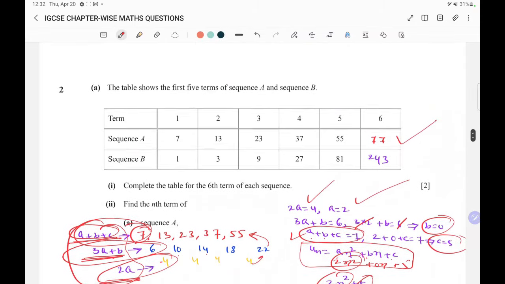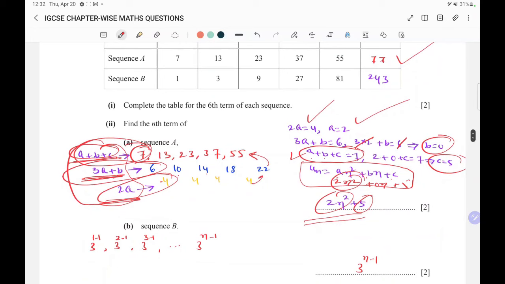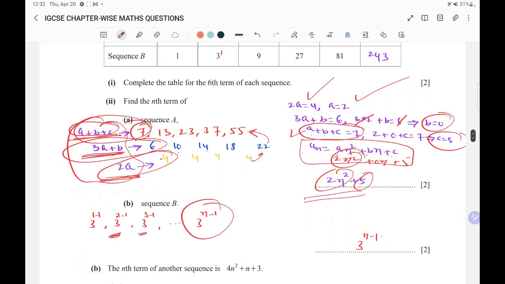Now we need to find the nth term of sequence B. You can consider 3 to the power 1 minus 1, that is 3 to the power 0, that's 1. This one you can consider 3 to the power 2 minus 1, 3 to the power 3 minus 1. It means the nth term will be 3 to the power n minus 1.